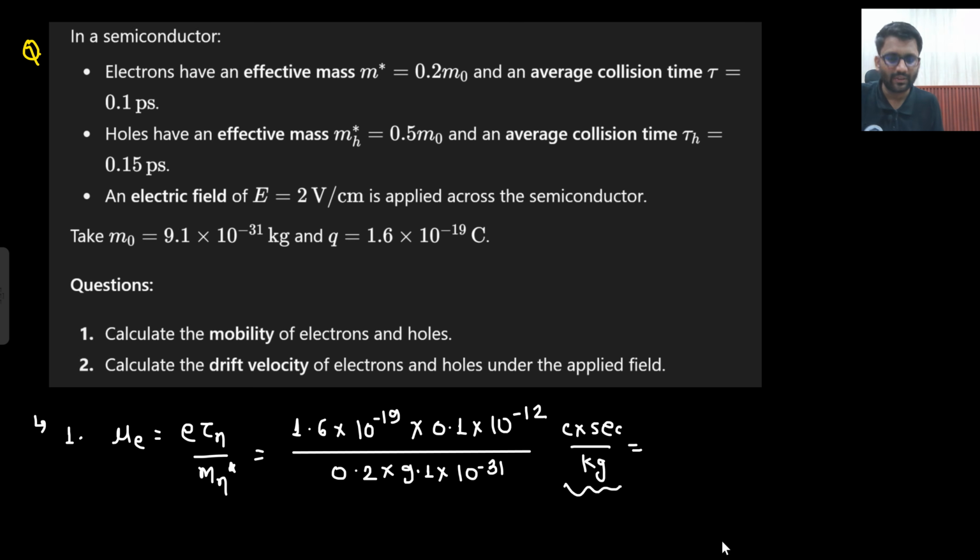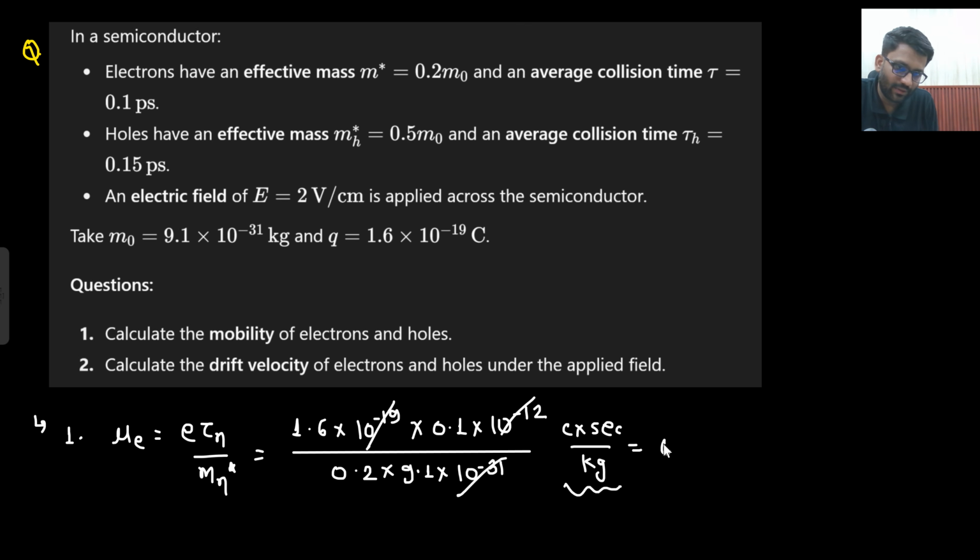So let me pause the video and solve it, or I can solve it directly as well, because 10 to the power minus 19, 10 to the power minus 12, what that would be? 10 to the power minus 31. So this and this will get cancelled. This would become 1 by 2, 0.8. So 0.8 divided by 9.1. Answer would be 0.8 divided by 9.1.